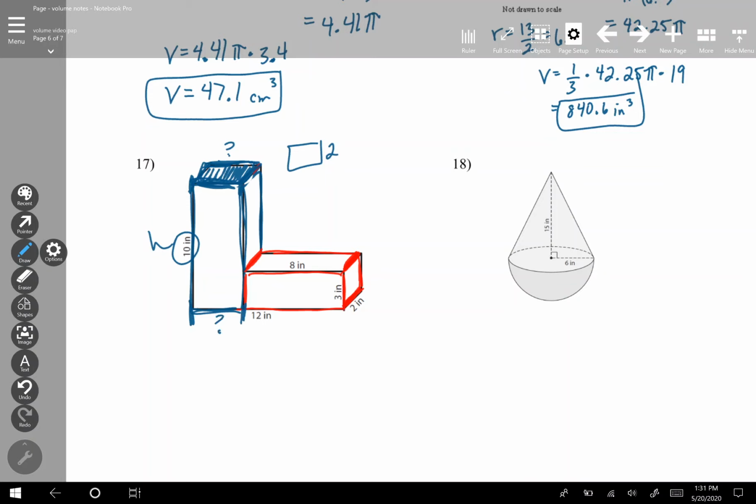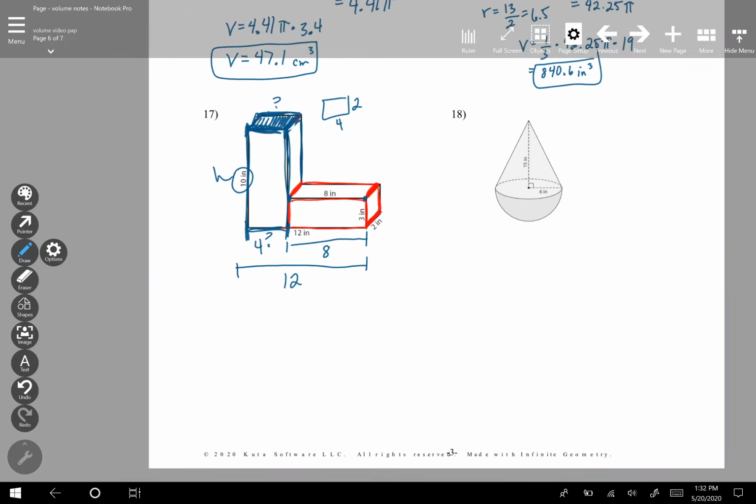I can see across the whole bottom is 12. So I have to look at this other prism right here. See, from this point to this point, it's 8. So from here to here, that's 8. And the whole thing is 12. So what's 12 minus 8? Well, it's going to be 4. So my rectangle up here, it's a 2 by 4 rectangle.